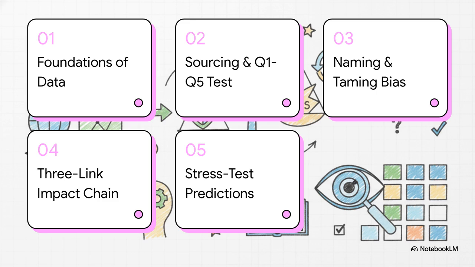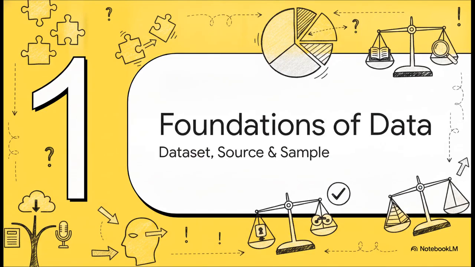We'll start with the foundations of defensible data, move into sourcing and the Q1, Q5 test, then tackle naming and taming bias, break down the three-link impact chain, and finally, stress test your predictions. All right, part one, foundations of defensible data. We're looking at the dataset, source, and sample. Okay, let's dive into this.